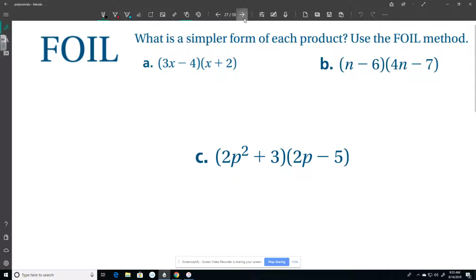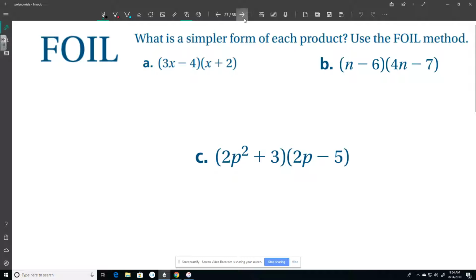It says FOIL. And this is something that I bet if you went home and asked your parents what FOIL means, it's one of the few things they probably remember from high school math. What FOIL means is it's nothing mathematical. It's just an algorithm to help you remember what to do in this problem.